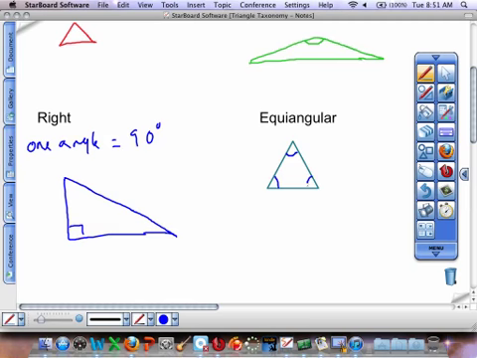So now let me ask you this. Is an equiangular triangle the same thing as an equilateral triangle? Is equilateral and equiangular the same thing? Yep, pretty much. They're going to be the same. And it comes out of necessity, because if all three angles are the same, that means all three sides must therefore be the same. So they are pretty much one and the same thing. An equiangular triangle is the same thing as equilateral.